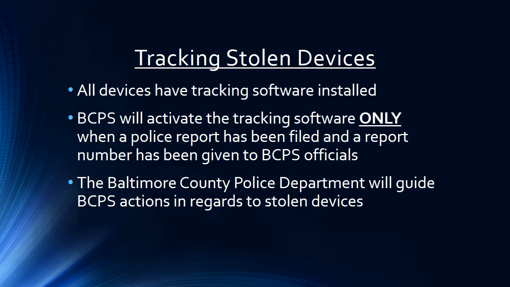Each BCPS issued device has tracking software installed in the event it is lost or stolen. BCPS can only activate the tracking software after a police report has been filed and the report number has been given to BCPS officials. The tracking software only provides a physical address where the device is located. The tracking software does not turn on the built-in webcam and can only be turned on after a police report has been filed. So say you think it's lost in your child's room, we can't turn on the tracking device to find that. And we're also not watching through the webcam. So knowing that will also make you feel more at ease, but also know the importance of the police report and trying to locate the device.